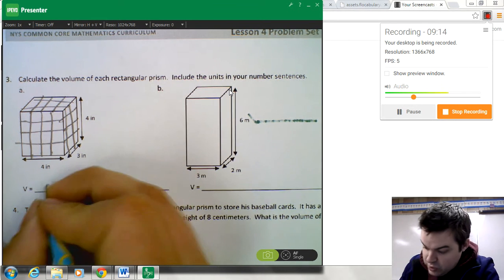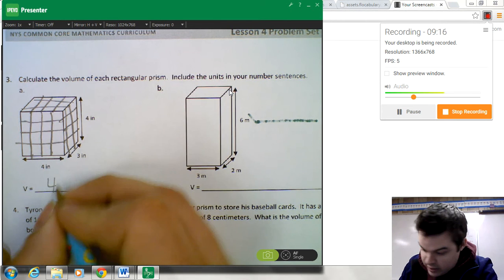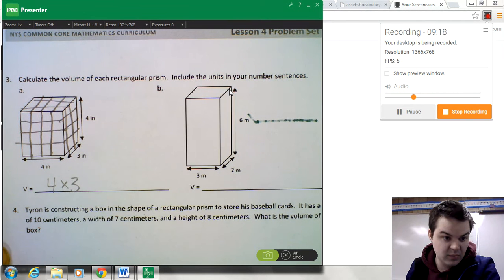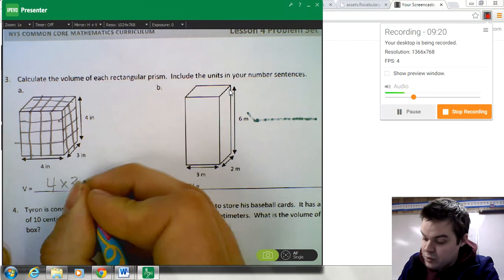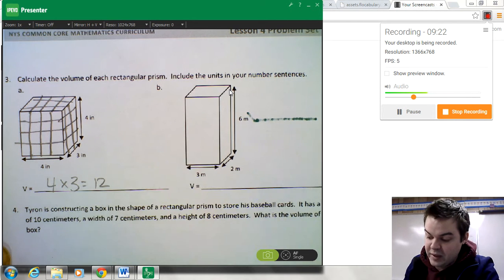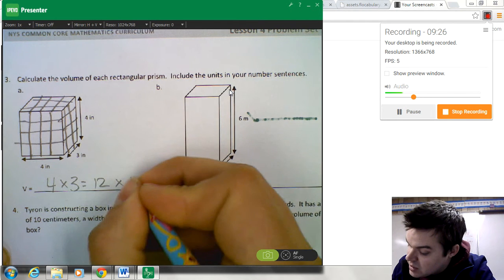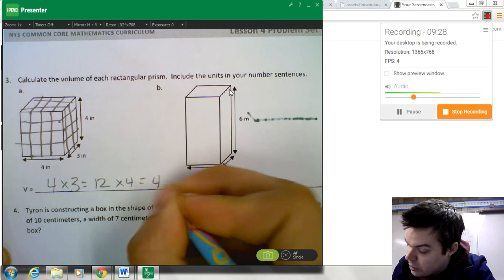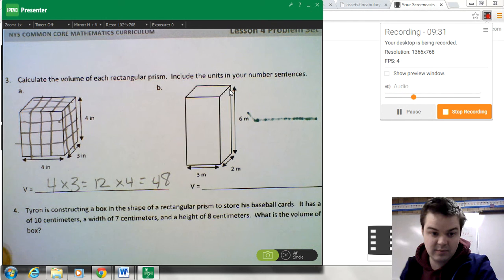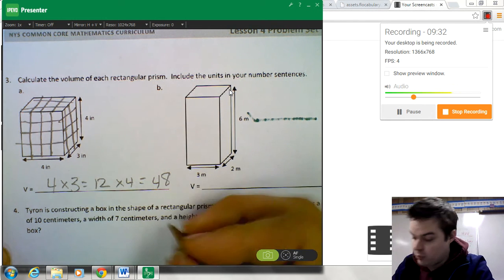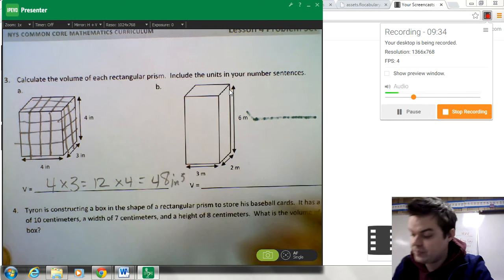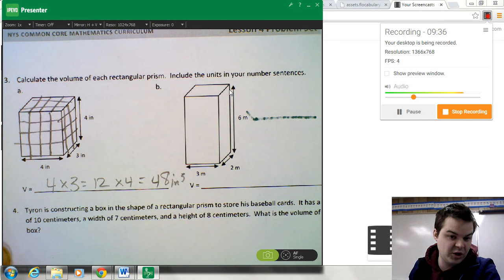But what I can do is just say, okay, I know it's going to be the first layer, which is 4 times 3. And then that's going to equal 12, which will be times the height. So I'm going to do 12 times 4, and I get 48, right? So that would be 48 inches cubed. Because there are 3 dimensions, cubed means you put 3 there for all 3 dimensions, length, width, and height.